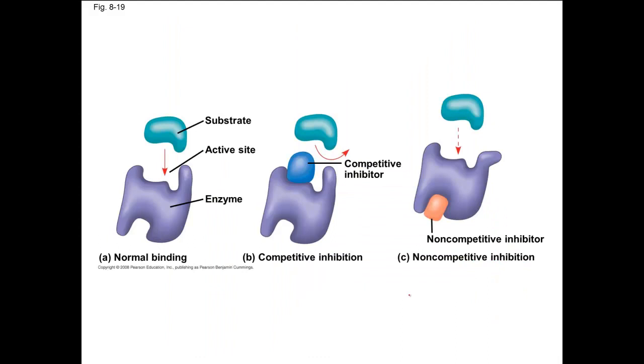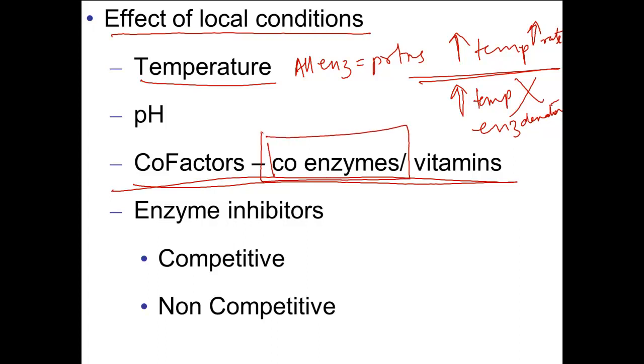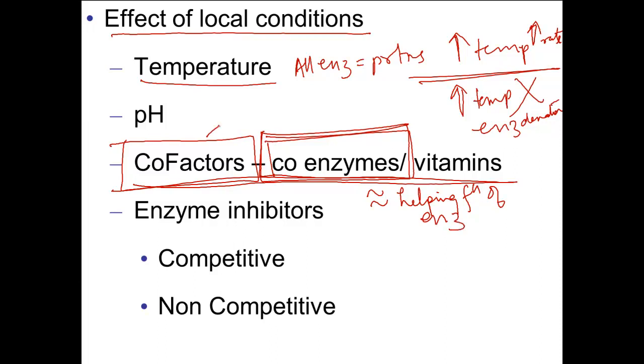Then you have competitors. Please excuse me, let me just go back for a minute. Okay, then there is something known as cofactors. Cofactors can be of two types. Coenzymes are something else. Both of them have a similar function of helping the functioning of the enzyme. Okay, a cofactor can be a metal ion. It can be copper, zinc, iron, and so on. Whereas a coenzyme is normally organic. It can be a vitamin sometimes.